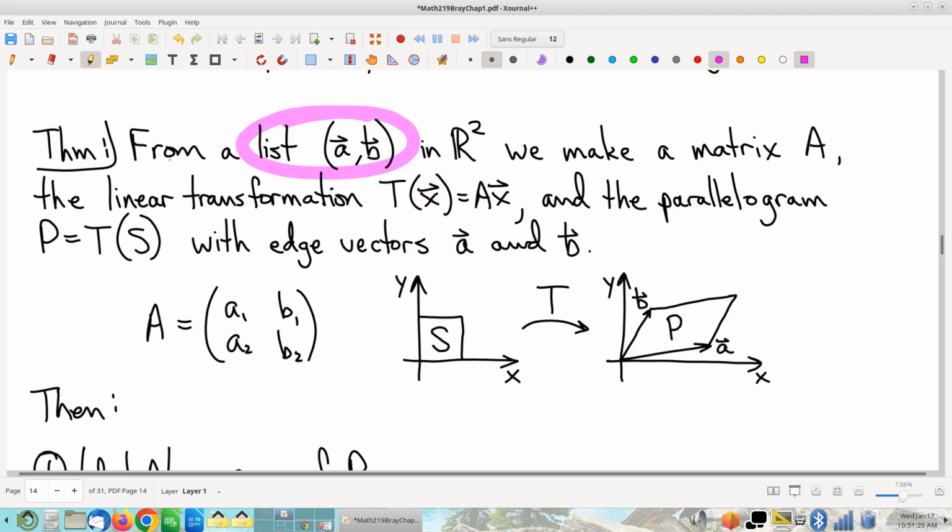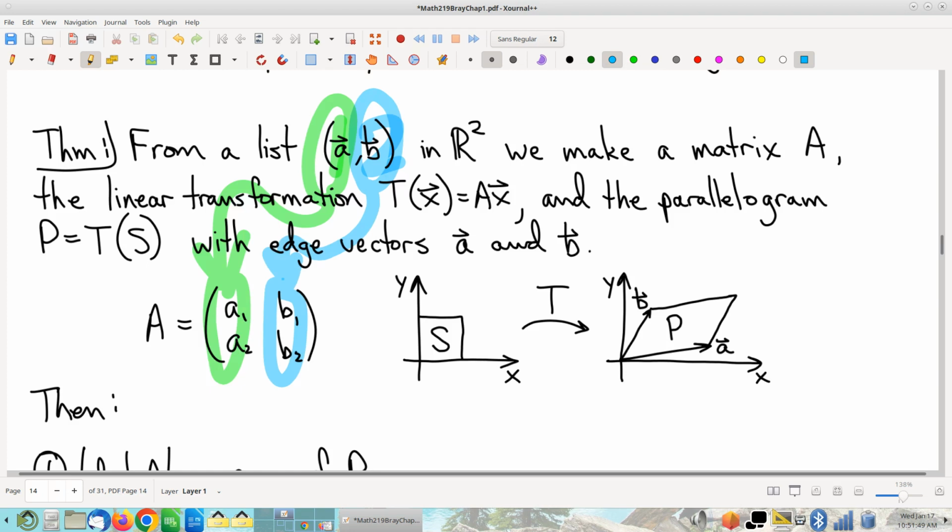Starting with a list, that means one of the vectors is first, one of the vectors is second. I'm going to take that list and make a matrix. I'm going to take the first vector and make that the first column, and the second vector the second column. So if you give me a list, I can generate a matrix. That doesn't mean anything, I'm just making stuff up. But if you give me a list, I can make a matrix by that process.